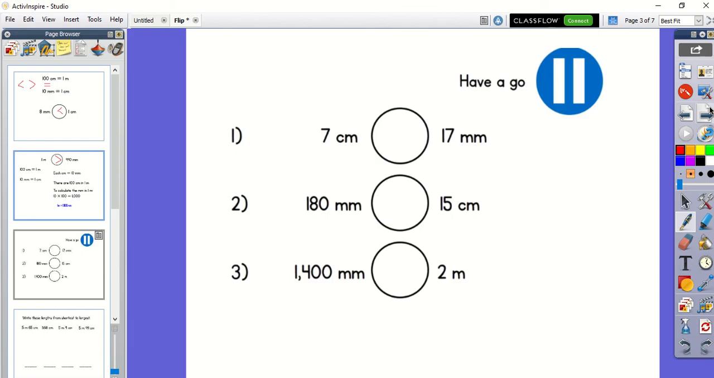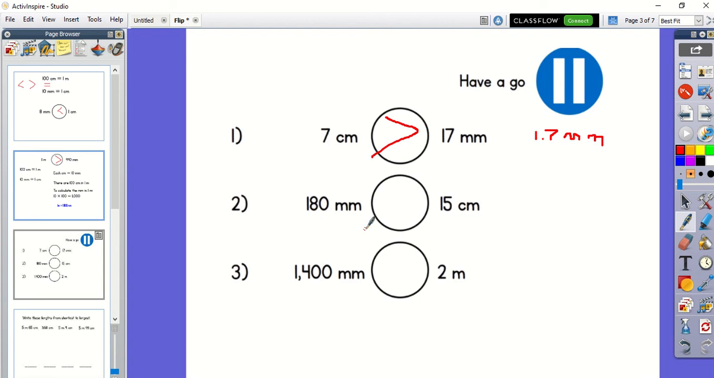And welcome back if you paused. So, 7 centimeters or 17 millimeters. Well, for every 10 millimeters I get a centimeter, so I've got 1.7 centimeters. So that means 7 centimeters is bigger.